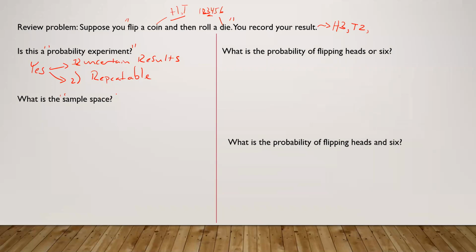All right, so the next question is, what is the sample space? And I denote the sample space by this funky looking S when I write it by hand. And it's a set, so it gets set notation, and it's just the list or set of all possible outcomes. All right, I'm just curious, does anybody know how many total possible outcomes there will be for this probability experiment?